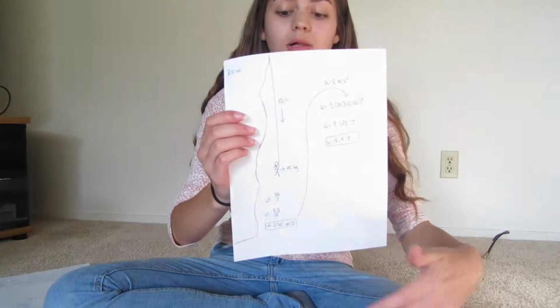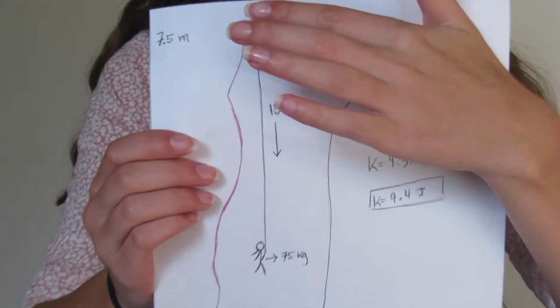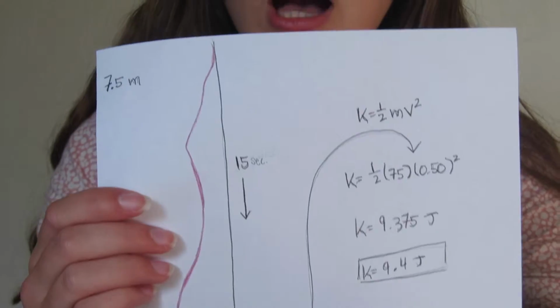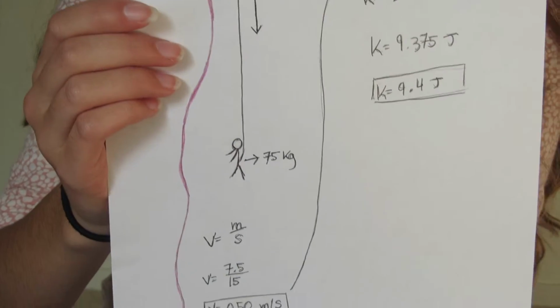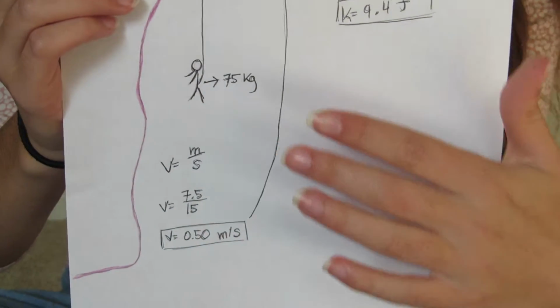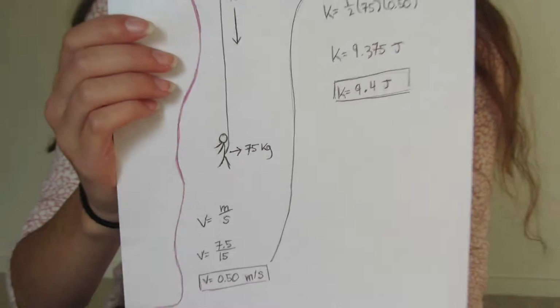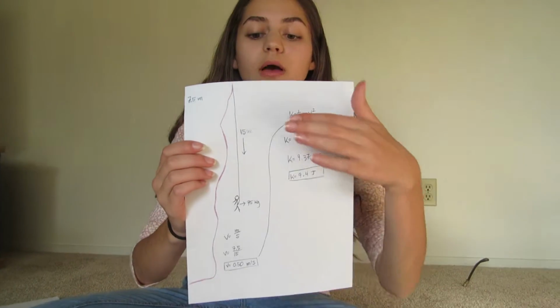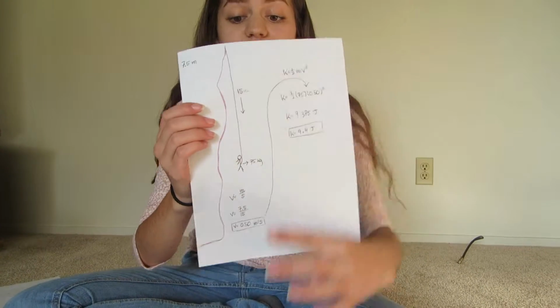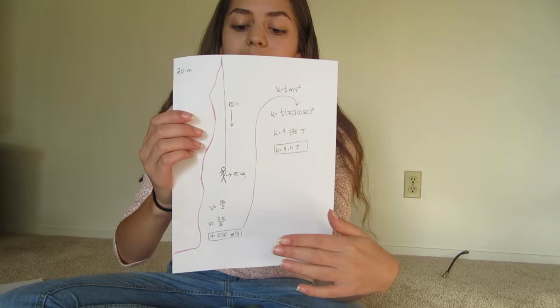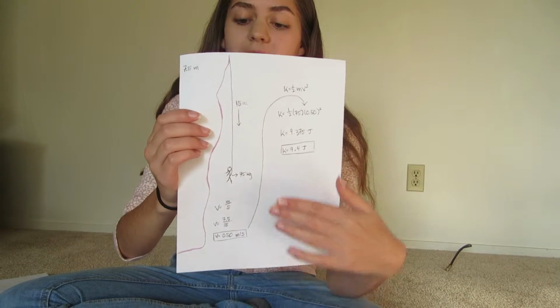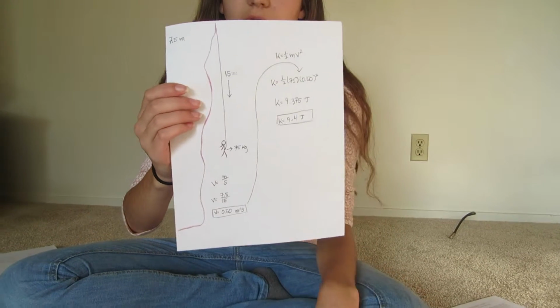When a person goes rock climbing, they get to the top of the wall and then they go back down. When they move back down, they have kinetic energy because they are in motion. We set the speed equal to 0.5 meters per second because we decided that it would take about 15 seconds to get to the bottom, and the wall is 7.5 meters high.